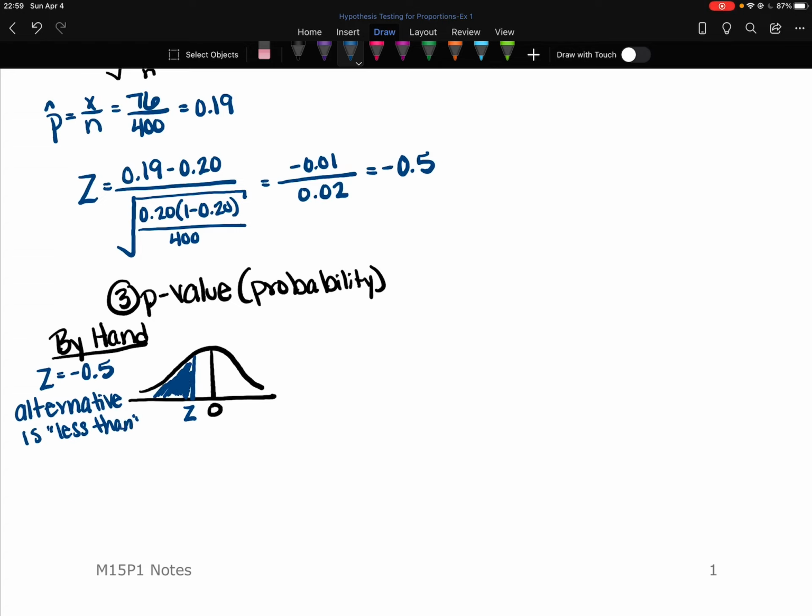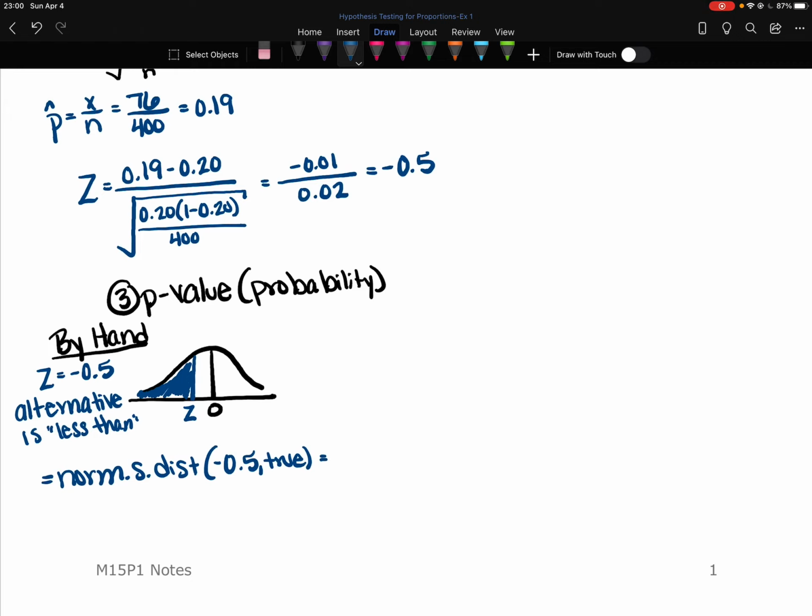So I'm looking for everything less than. So I want to find the probability of being less than a z-score of negative 0.5. So in Excel, that would be NORM.S.DIST(-0.5, TRUE).